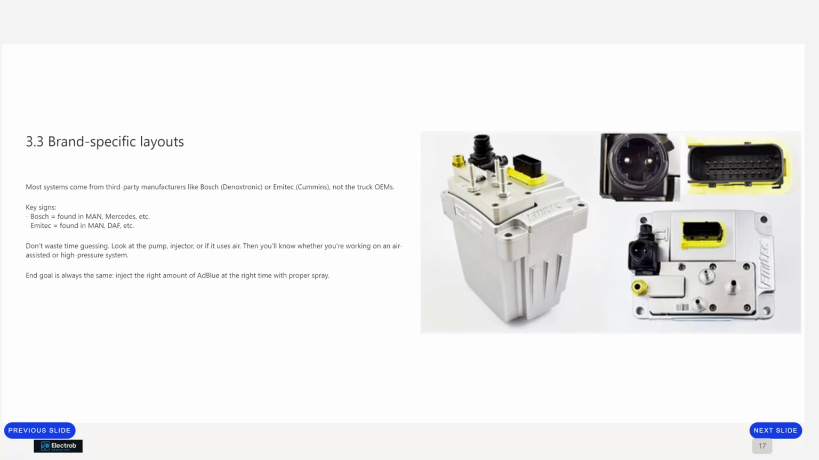Most systems come from third-party manufacturers like Bosch, Dinoxtronic, Emitec, or Cummins, not the truck OEMs. Key signs: Bosch is found in MAN, Mercedes, etc. Emitec is found in MAN, DAF, etc. Don't waste time guessing. Look at the pump, injector, or whether it uses air. Then you'll know whether you're working on an air-assisted or high-pressure system. The end goal is always the same: inject the right amount of AdBlue at the right time with proper spray.